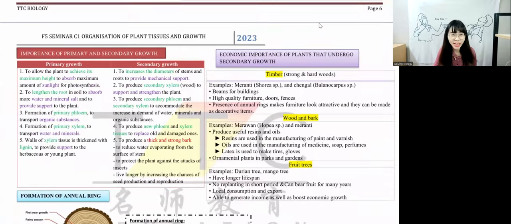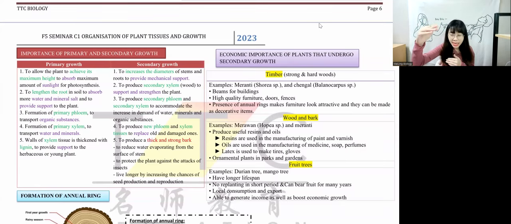We have importance of primary growth and secondary growth. As a plant, why do we have to grow? As a human, why do we have to grow? Okay, now for plants, why do they need to grow? Primary growth increases in length or diameter. Primary growth. Length, right? Okay, increases in length, right?